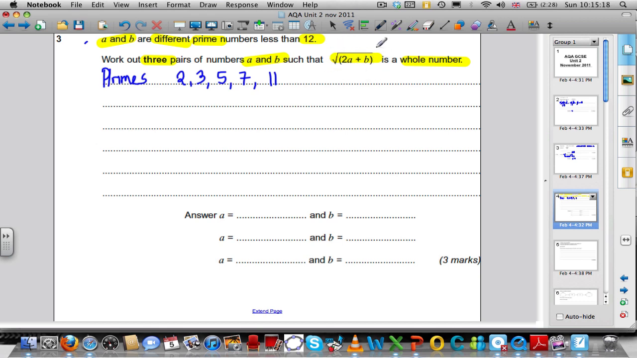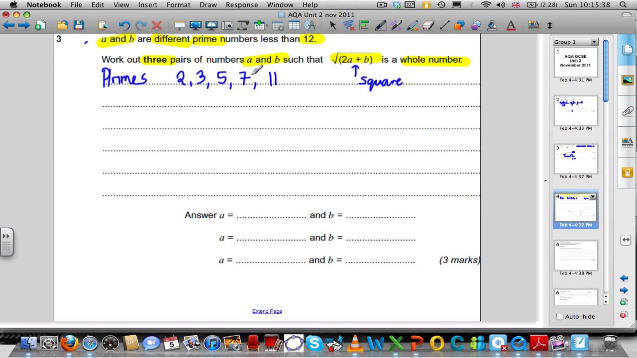Now you want 3 pairs of numbers A and B so that this is a whole number. I.e., you want the expression underneath the square root sign to be a square number, so that when you square root it, you get a whole number. Anything other than the square will give a surd, and you don't want that. So you want 2a plus b to be a square number.